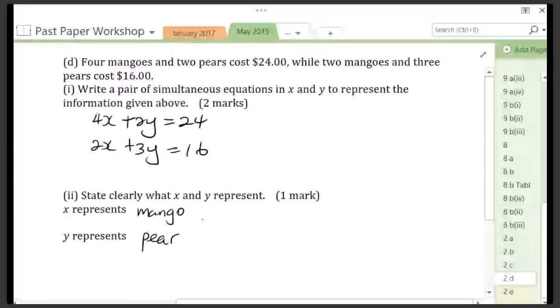All you had to do was to read the question and write them out in equations. All right, easy marks, 3 easy marks. Yes, I'm serious. All right, now you're going to mash up CX here. Last question for the night. All right, so part E.